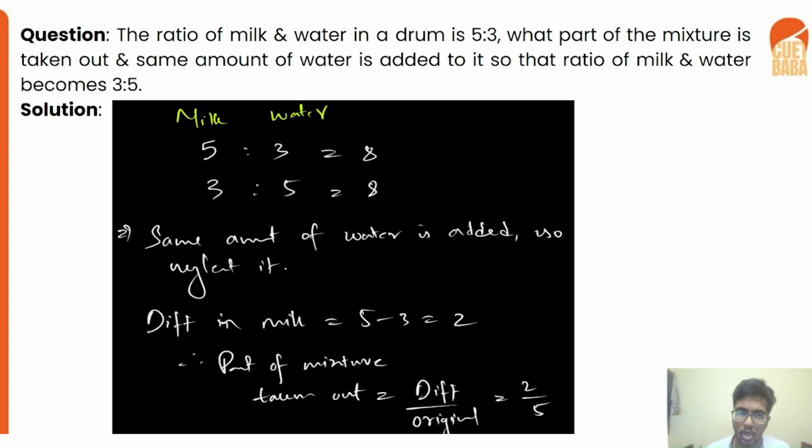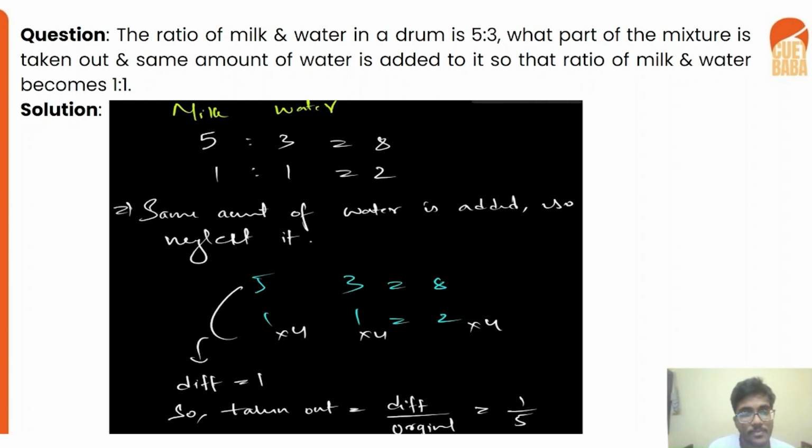We shouldn't bother about the water, because whatever the quantity of the mixture that we are taking out, we are adding the same amount of water again into the mixture. So do not bother about water. Whatever the remaining column that is there, milk. So 5 minus 3, that is equal to 2. So 2 divided by the original, that is 5. So 2/5 is the part of the mixture that will be taken out, and the same amount of water will be added, so that the ratio of the milk and water becomes 3:5. Okay, so this is a simple technique that you can follow to solve this question.